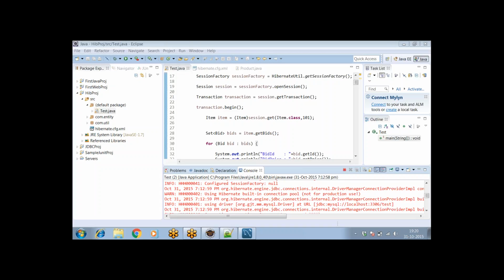But for suppose, what if I want Hibernate to fetch the associated records eagerly? What if I want Hibernate to fetch the associated records eagerly? Then what?